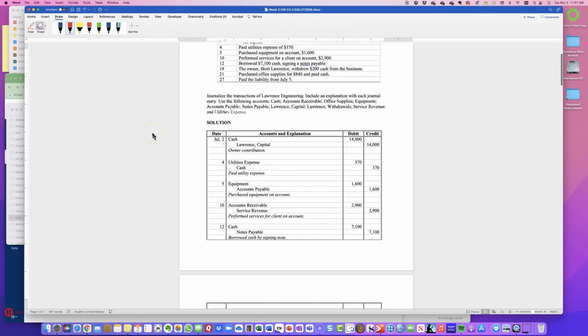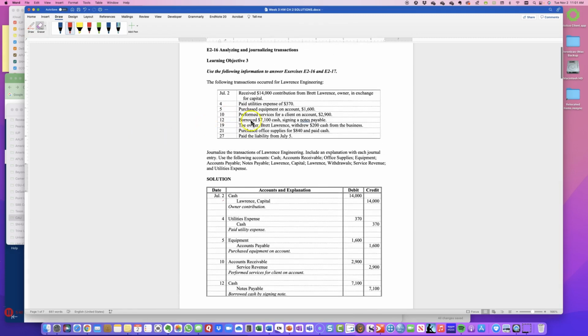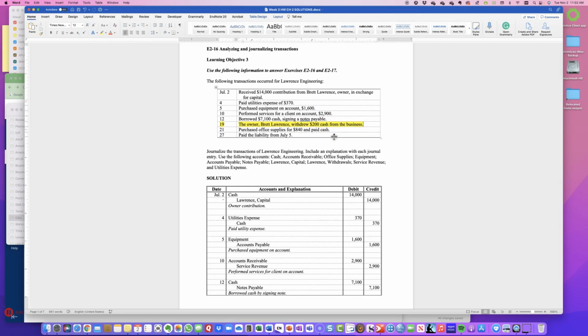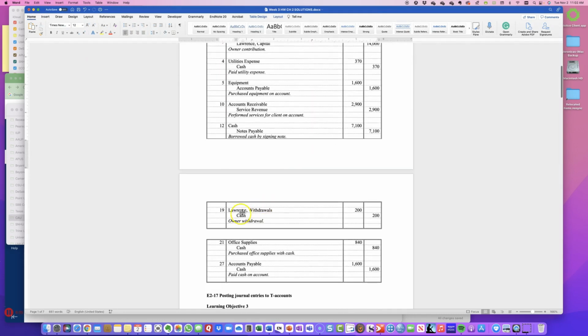Okay, so now we are going to focus on the 19th. Here, on the 19th, the owner, Brett Lawrence, withdrew $200 from the business. If he withdrew $200, that means our cash is going down by $200, so we're going to debit Lawrence Withdrawals.